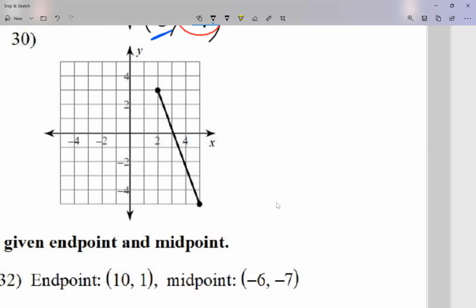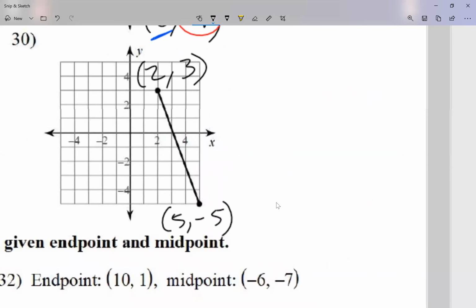The coordinates of the point on the top are 2, 3. Now let me get the coordinates of my other point. The coordinates are 5, negative 5.